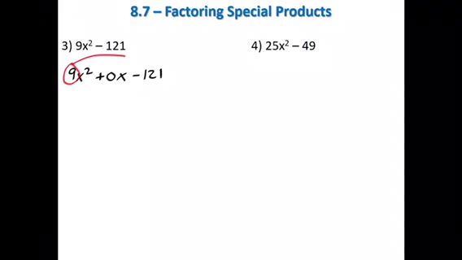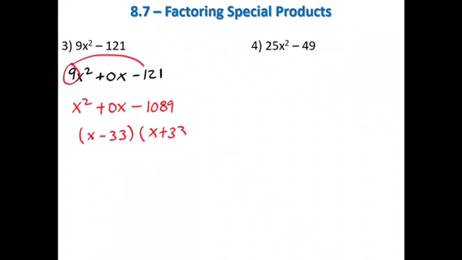So we'll take the 9 and we'll slide it back. x squared plus 0x minus 1,089. We need to find the factors of negative 1,089 that add up to be 0. I mentioned earlier that an easy way to find these factors in the special products is to just square root the last term. The square root of 1089 is 33, so a positive and a negative 33 are what we want to use. So we've got x minus 33 and x plus 33.